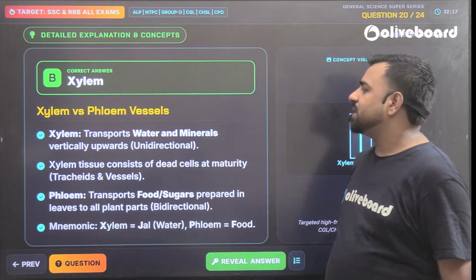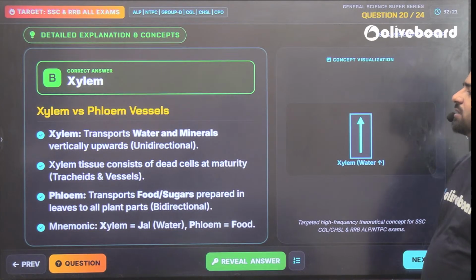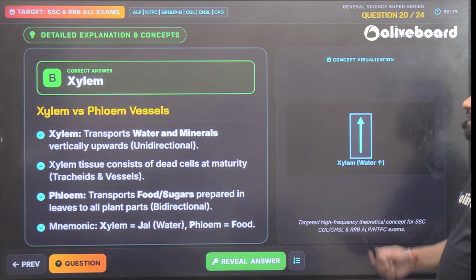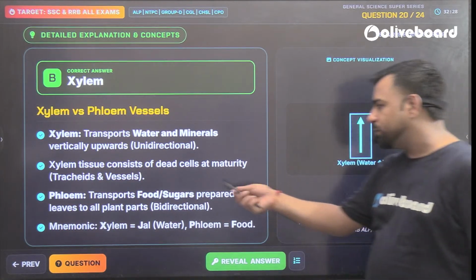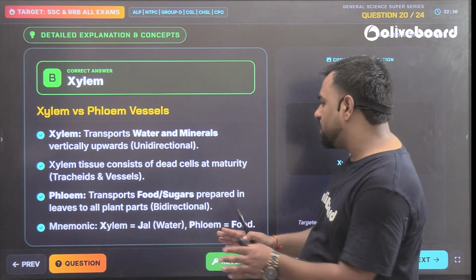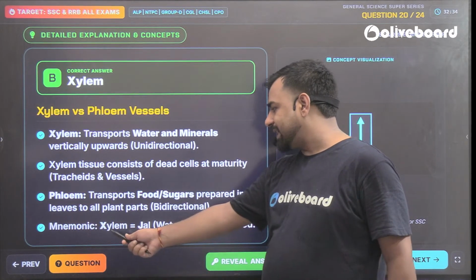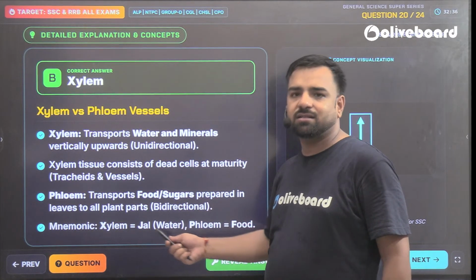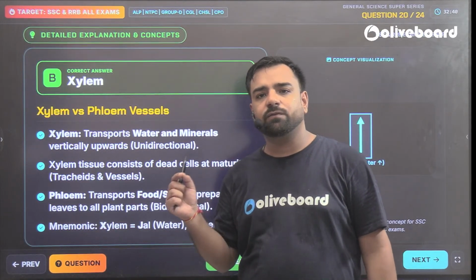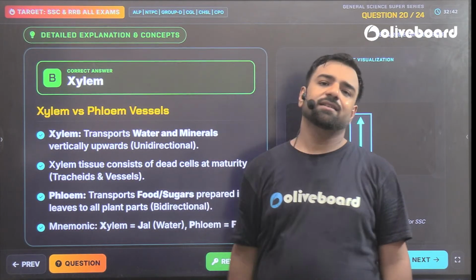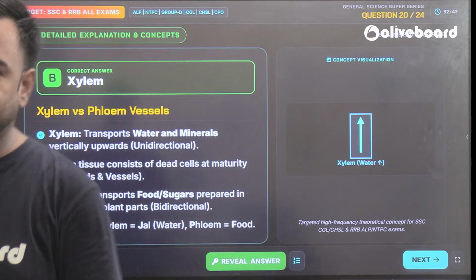So xylem transports water and minerals vertically upwards, that is unidirectional. Xylem tissue consists of the dead cells at maturity, that is the tracheids and the vessels. Phloem transports the food and sugar which is prepared in the leaves to all the plant parts, which is bidirectional. So mnemonic can be xylem, that is jal, as discussed, that is water, that's in Hindi, and phloem, for foo. So for foo, that is phloem is linked with food. Fine. Next. So what is the next question?